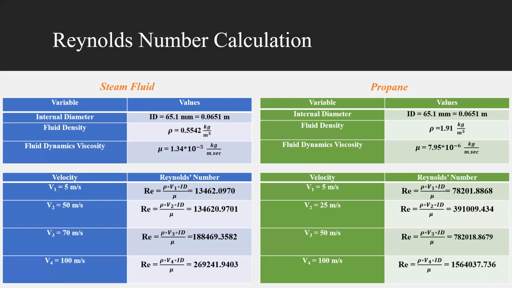The equation of the Reynolds number is equal to the density times velocity times internal diameter. The internal diameter of our design of the valve body is equal to 65.1 millimeters. Then divided by the dynamic viscosity. We know the ID is a constant number, V is a variable, and the density and dynamic viscosity are also variable. Depends on the material. Depends on the steam fluid and propane.